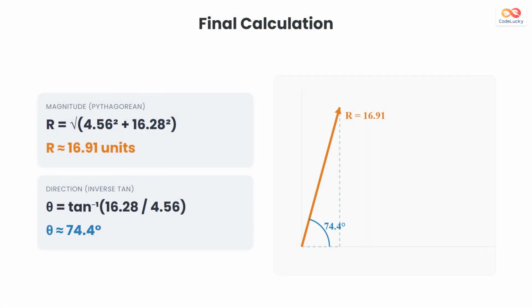Finally, we take our totals and finish the problem. Using Pythagoras, the magnitude comes out to approximately 16.91 units. Using inverse tangent, the angle is approximately 74.4 degrees. Since both our x and y totals were positive, we know this angle is in the first quadrant, so no further adjustment is needed.